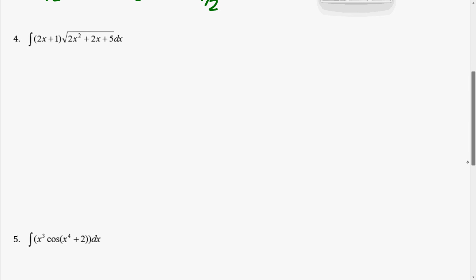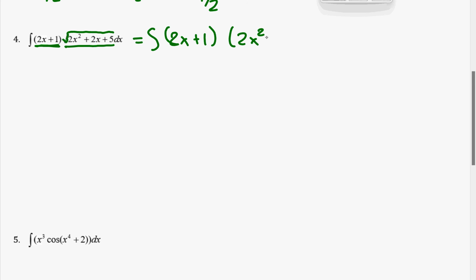Okay, so number 4 here is a little bit different, right? We have a function times another function, right? So we could do two things with this. We could either, no, there's only one thing. We could rewrite this as a half power, right? And again, we have no a and b, so it's just the indefinite integral, so we just have to add c at the end. So I want to rewrite this as a half power.